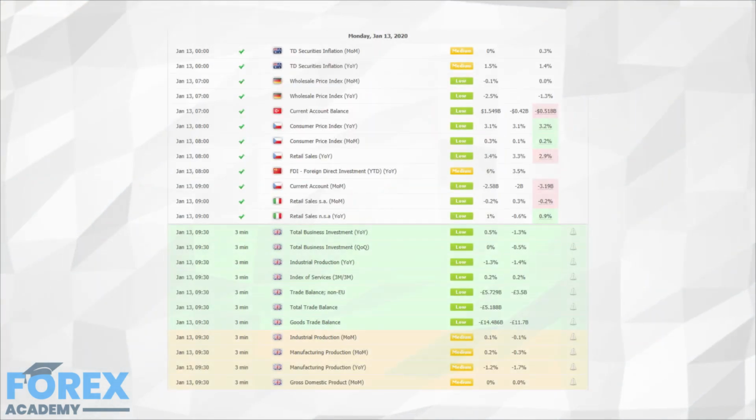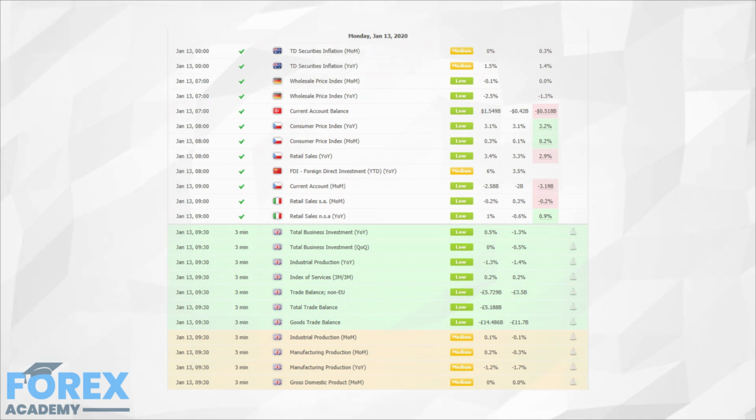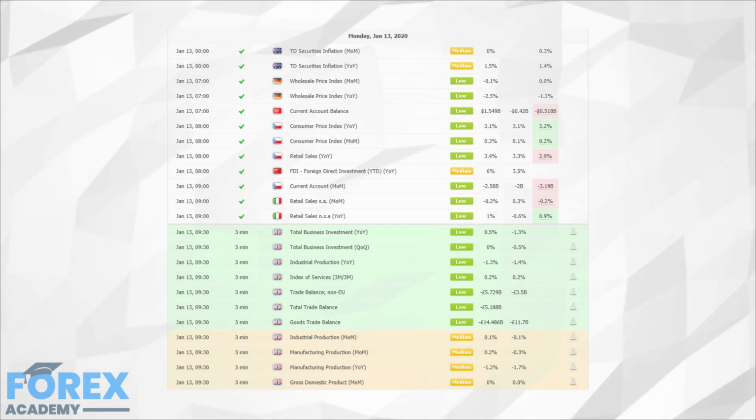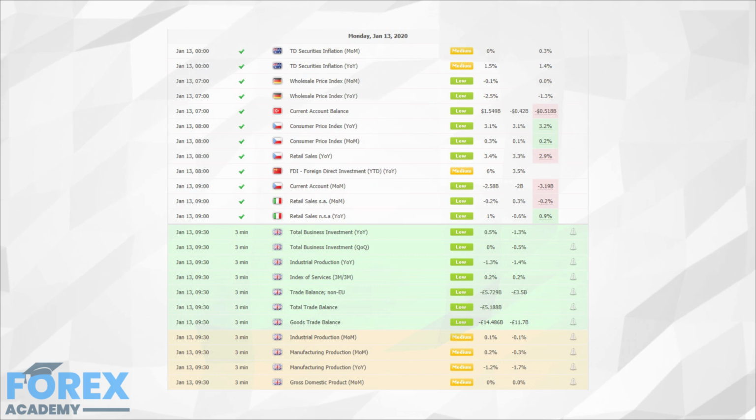In example A, on Monday 13th January 2020, we can see from our economic calendar that there is a slew of data pertaining to the British economy, which is due to be released in the market at 9:30 AM GMT. This data is considered to be low to medium importance and covers things such as total business investments year on year, the trade balance and the industrial production month to month, which is of medium importance, and gross domestic product month to month, which is also of medium importance.